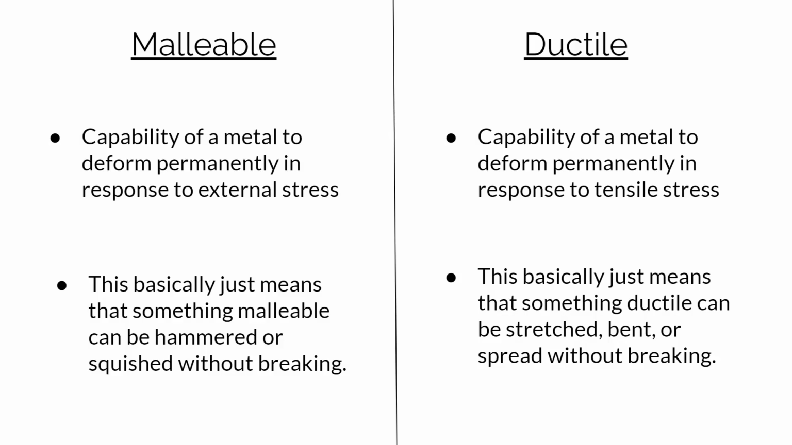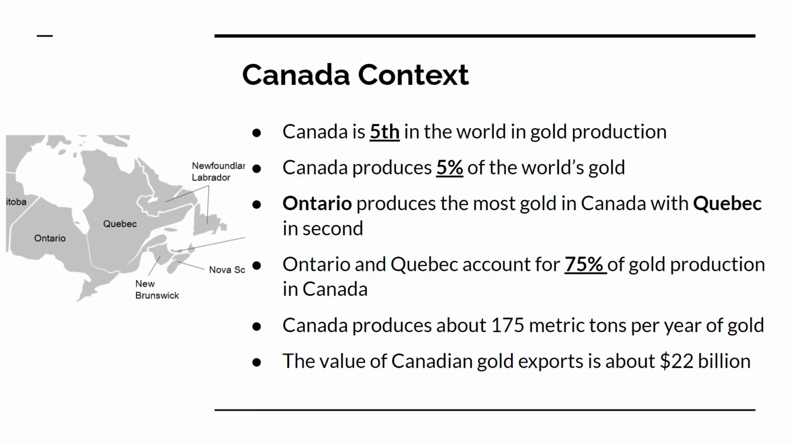And gold is the most malleable and ductile metal known, which means it can be spread into extremely thin sheets and stretched into extremely thin wires. Now, the context of gold in relation to Canada is fifth in the world in gold production and produces about 5% of the world's total gold.